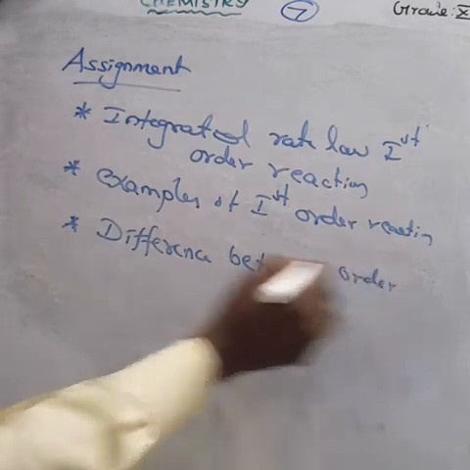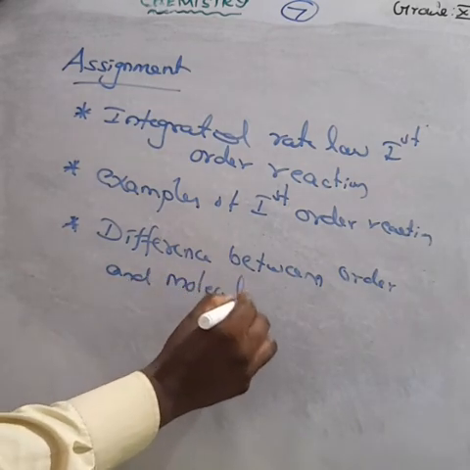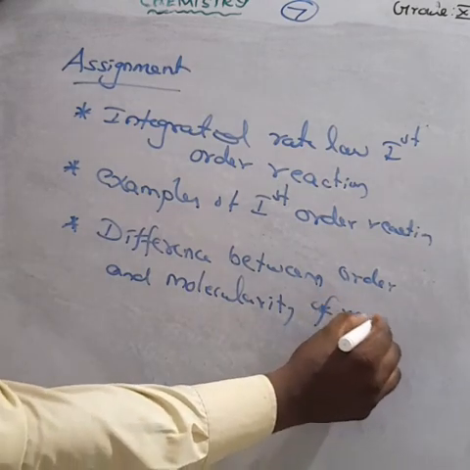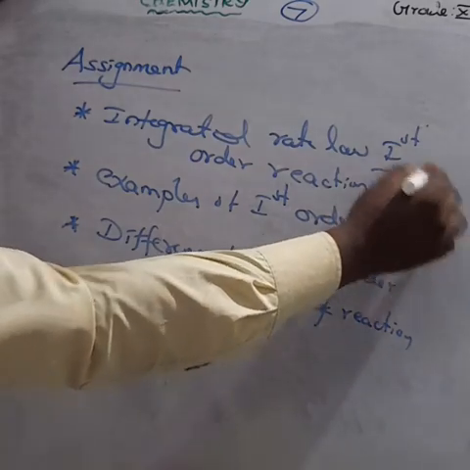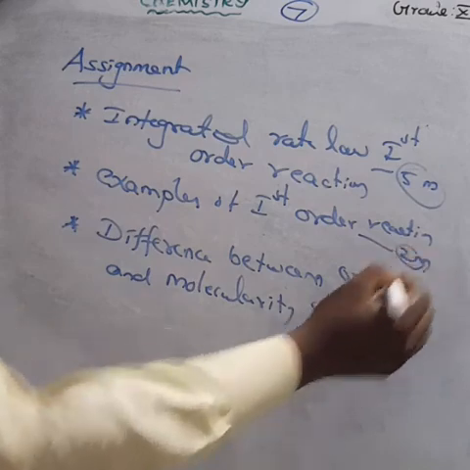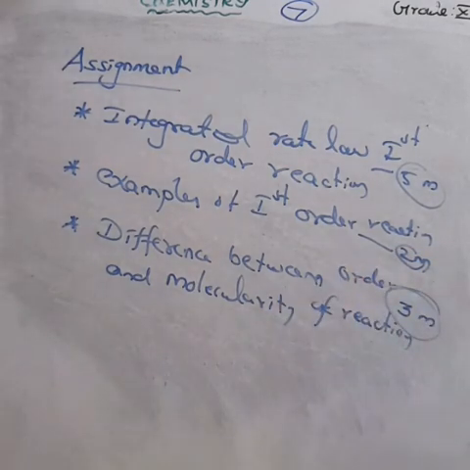Out of these 3 questions, one is compulsory for the 2 mark, 3 mark or 5 mark question. Especially the integrated rate law for first order reactions is very important for the 5 mark question. Examples of first order reactions are very important for the 2 mark question. And the differences between order and molecularity of the reactions are very important for the 3 mark question. So we have to learn these 3 questions, my dear children. Try to learn all these questions.